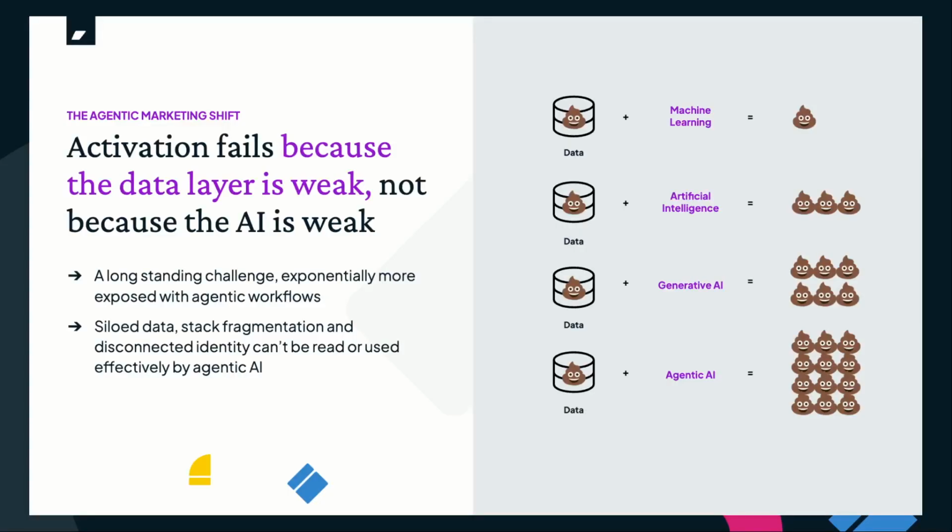Data scientists have been cleaning data for their machine learning models for a long time now. And it's a challenge that's just compounding and becoming exponential as we move into the world of agentic AI and marketing. Siloed data and fragmented stacks, data that sits in your monolithic platform, a copy of one system to another, makes it really, really hard for the agent to read, as well as multiple disconnected identities across those platforms.